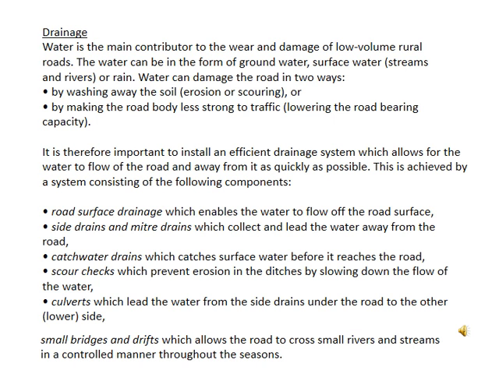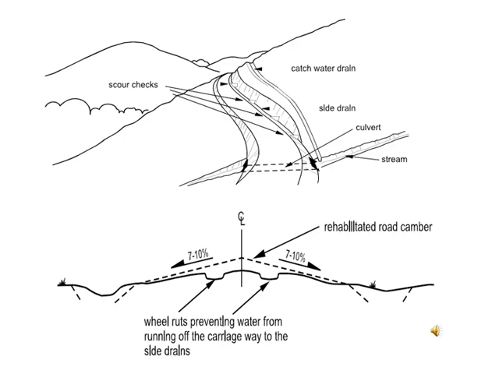This diagram shows the road, the catch water drain, the side drain, and the culvert. You can see in the diagram, and also you see the road, so the road has a side drain. So this is where we use a berm, preventing the water from running off the carriageway to the side drain. So this is the way we construct the appropriate drains to lead away the water.